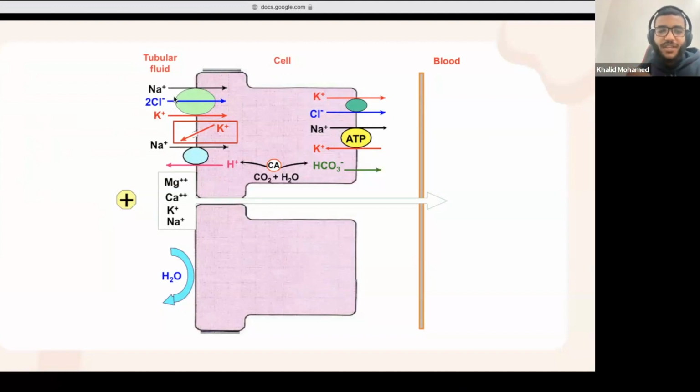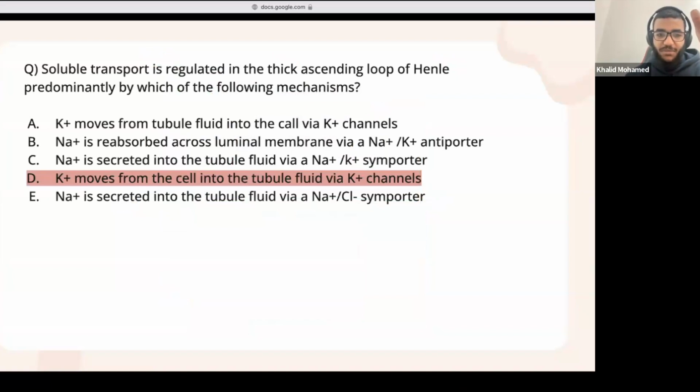This is an Na+/2Cl-/K+ importer. There's another NaCl importer in the early distal tubule. It's not this one. They're not the same. Okay, so be very precise with your answers, because this is how they're gonna trick you in the exam. They're gonna make tricks like this.